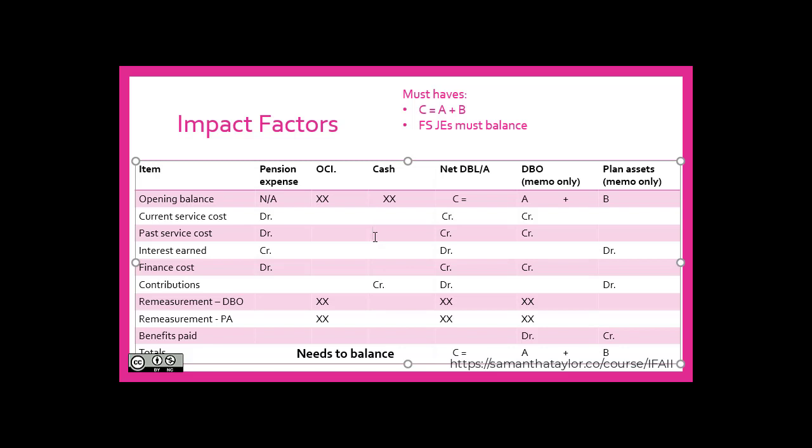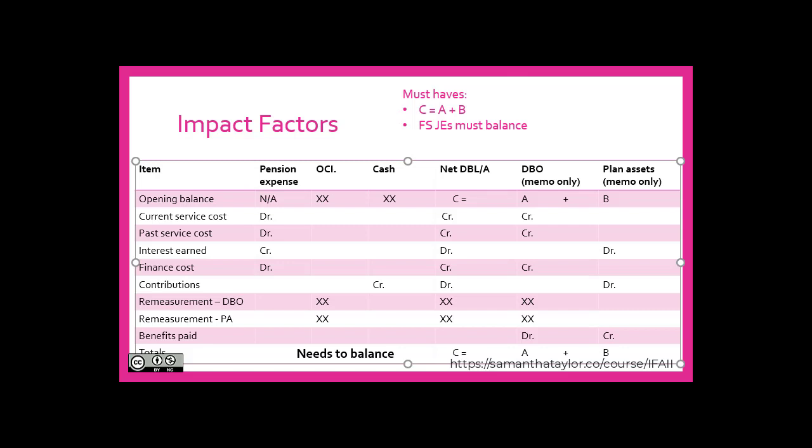First, let's set it up. We'll be given some case facts at the beginning, and if we're given no case facts, we can just assume all of these balances are zero. So you'll have no opening balance for pension expense because it's an income statement account. You may have something for OCI. You might have some cash, and you may either be given your net DBL or DBA, or you could be given your DBO and NPA. If you're given nothing, just keep this row in, but also put it as zero.